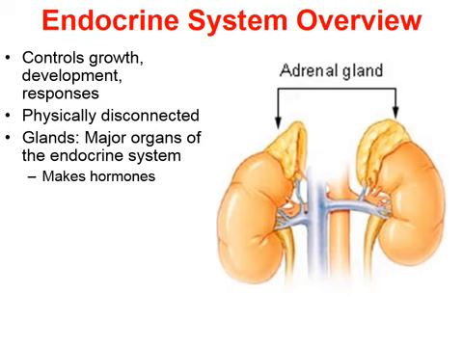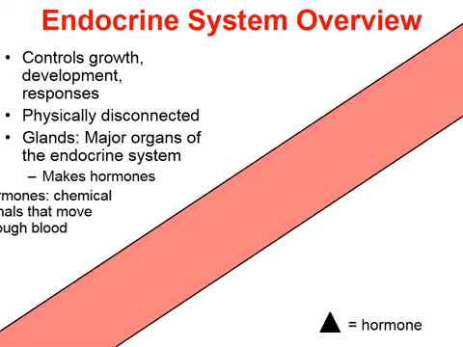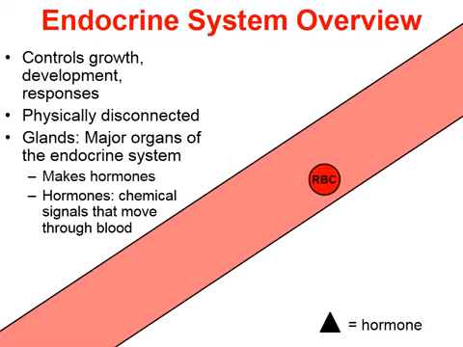And glands ultimately release hormones. You've probably heard of adrenaline, the hormone called adrenaline. Well, that's the hormone released by the adrenal glands. So all glands release hormones, and hormones are the chemical signals that move throughout our blood.